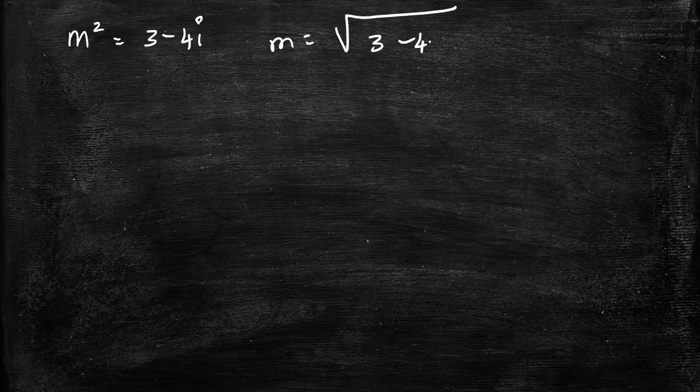Okay, so now we'll find the roots over here, which will be m square is equal to 3 minus 4i. So m will basically be plus or minus root over 3 minus 4i.